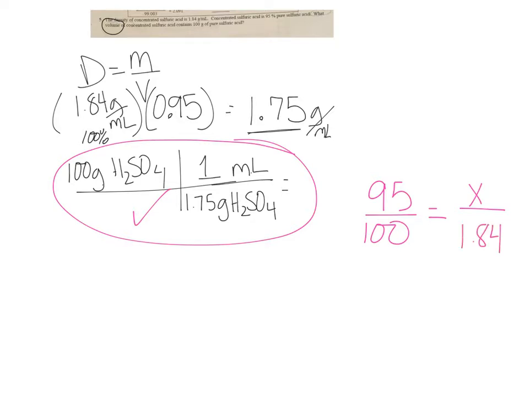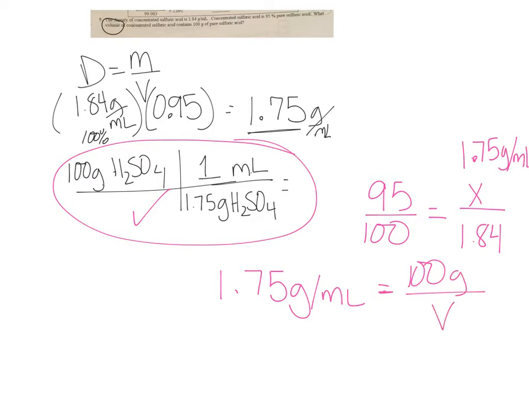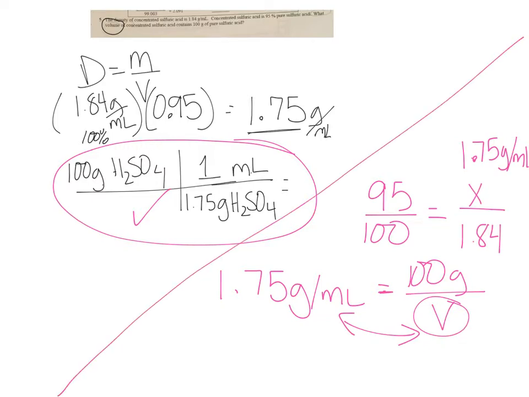And this would have gotten you your 1.75 grams per milliliter. And then you could have taken 1.75 grams per milliliter, set it up to be mass over volume, which is 100 grams over volume. When you're solving for the bottom guy, switch the two out. Okay, so you could have done either way here. The proportion or the dimensional analysis. Like I said, dimensional analysis is definitely something you're going to have to get used to, though.